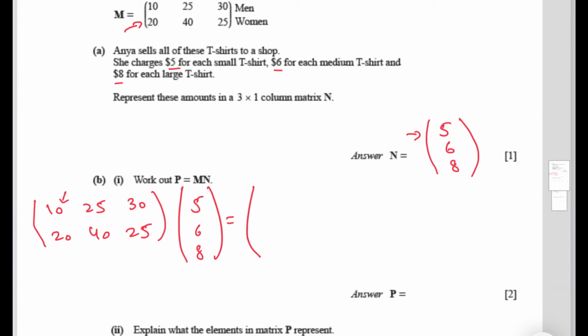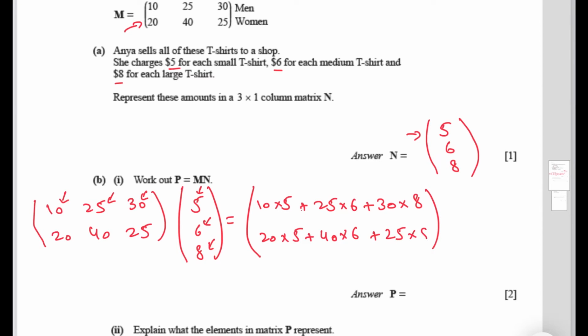First we multiply 10 by 5, then we multiply 25 by 6 and then 30 by 8 and we repeat the process for 20, 40 and 25. So we do 10 times 5 plus 25 times 6 plus 30 times 8. Sorry, it's supposed to be 8. So we write 8 and we do 20 times 5 plus 40 times 6 plus 25 times 8. Let's plug these values into the calculator and the value that we get would be a 2x1 column matrix.